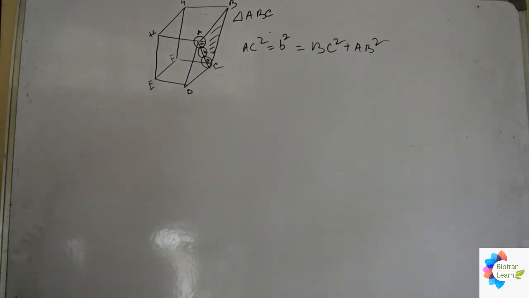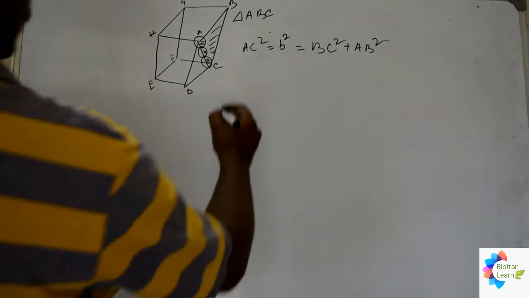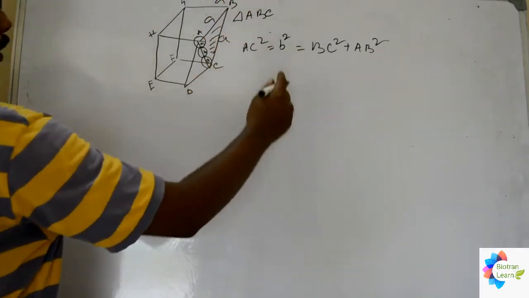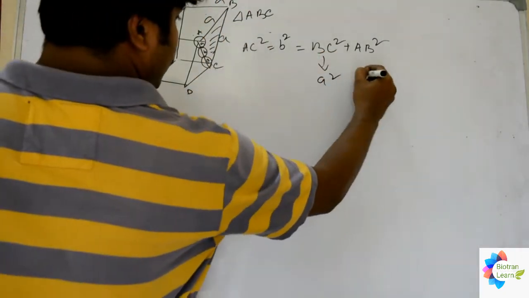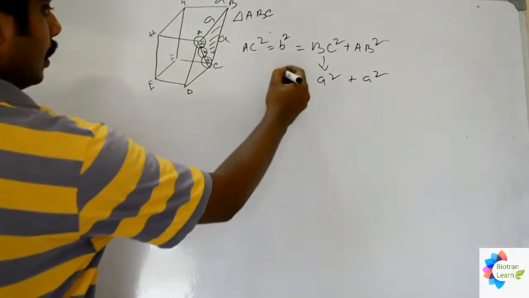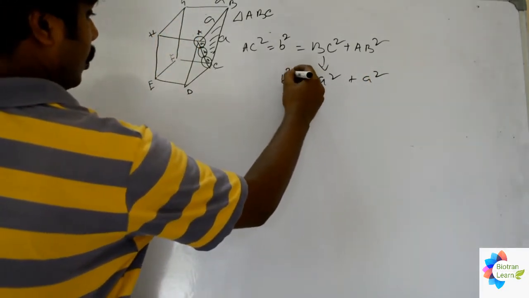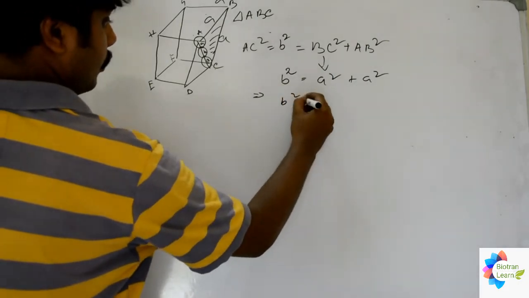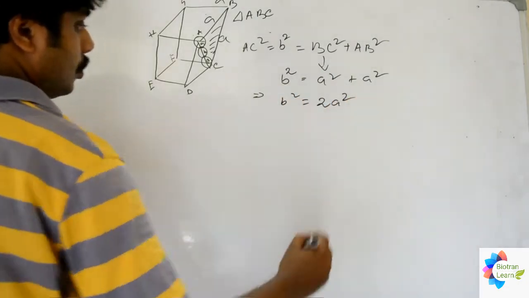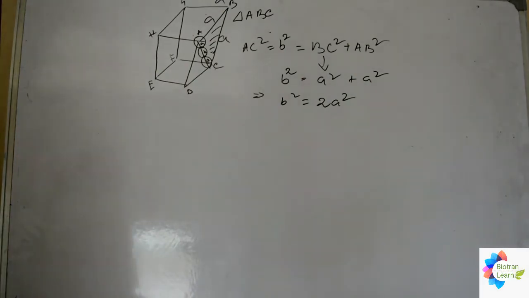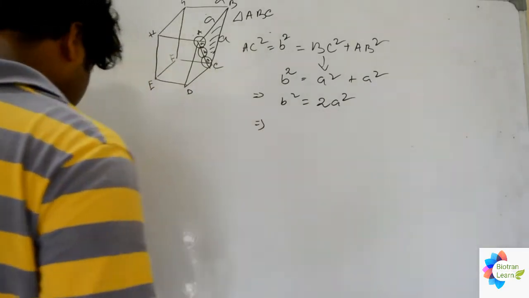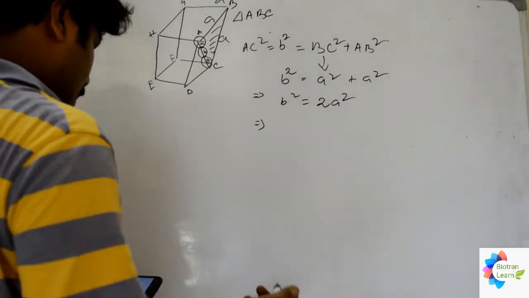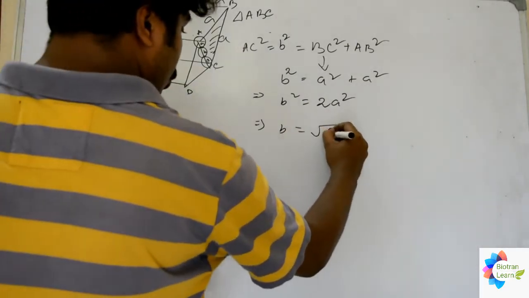What we know is that in case of a cube all the sides are equal. Suppose let's take it as A, okay, then in this case this will be A square plus A square, and in this particular case it will be B square. So what we are getting is B square is equal to 2A square, right? In this section we can have B as root 2 A.